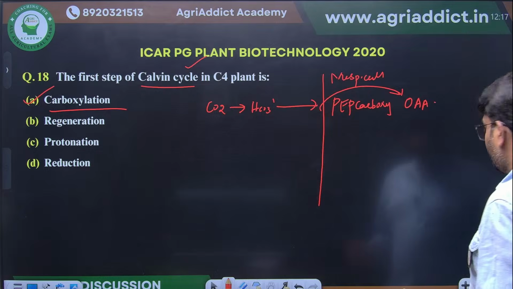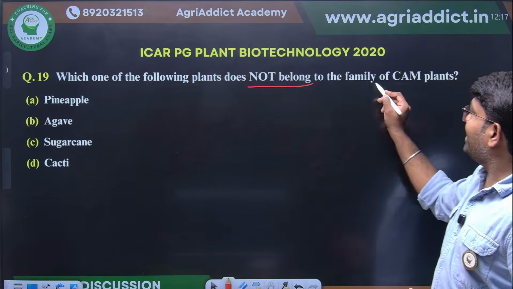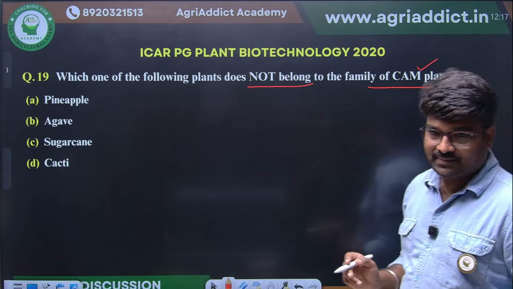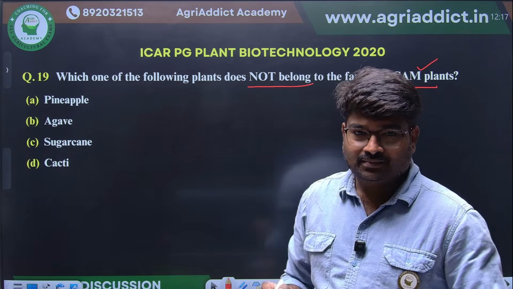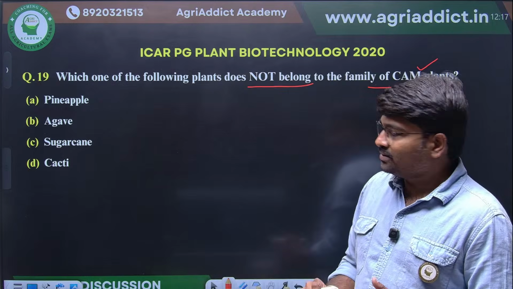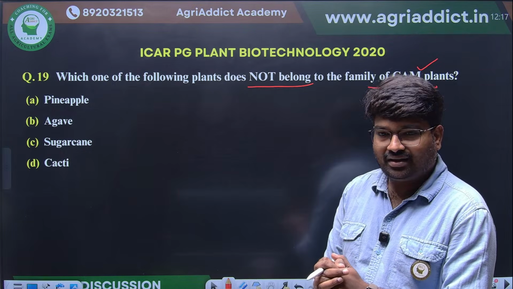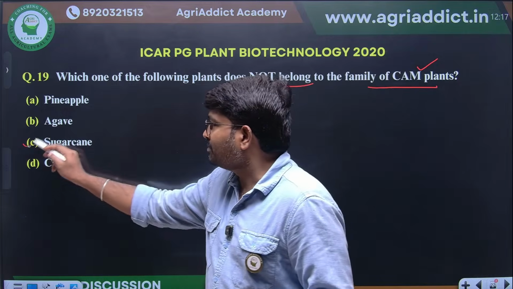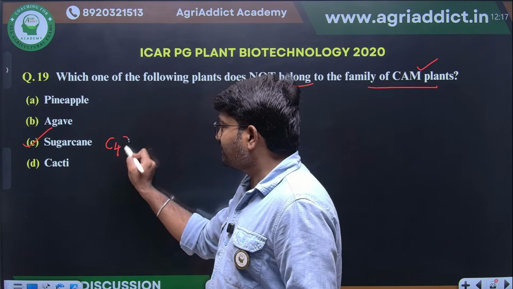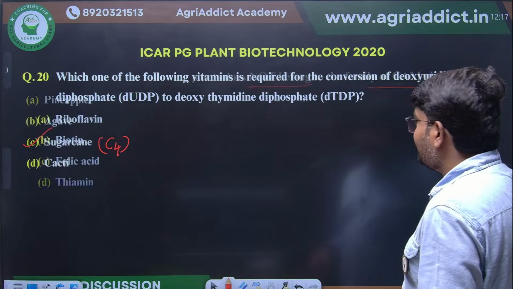Yes, very good. Which of the following plants does not belong to the family of CAM plants? What will be the answer? Among the plants, which is not a CAM plant: pineapple, agave, sugarcane or cacti? Yes, very good, sugarcane, because sugarcane is a C4 plant. Sugarcane and maize are C4 plants.